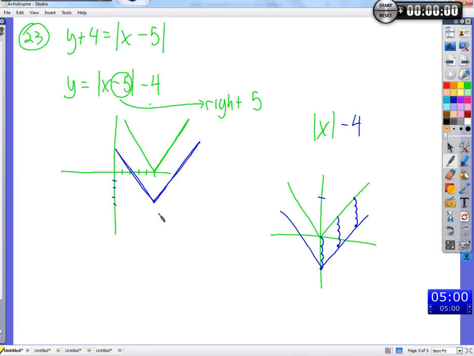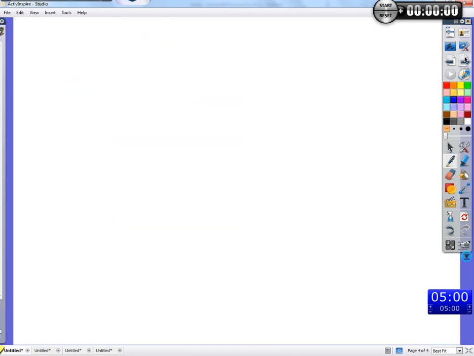Just input and output. This takes the output and makes it 4 less. The output on the graph is vertical, and so if we're going to go less on the graph in a vertical direction, less in the vertical direction would be down. Any others?